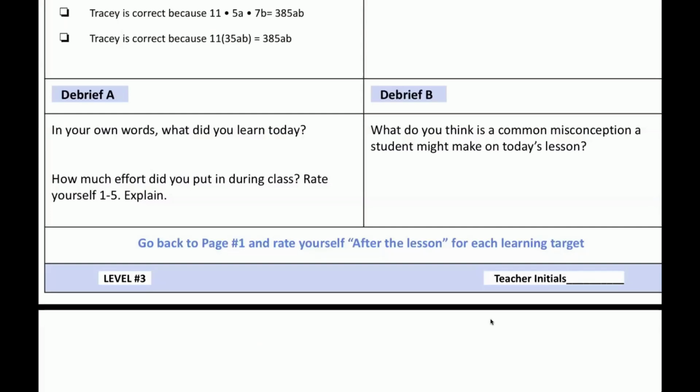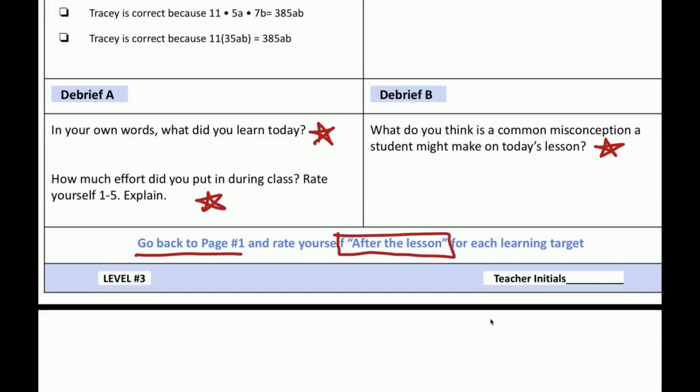To close out today, let's answer our debrief questions. In your own words, what did you learn today? How much effort did you put in during class, 1 through 5? Explain. And what do you think is a common misconception or a common mistake a student might make on today's lesson? Once you've answered our debrief questions, go back to page 1. At the beginning of today's lesson, we rated ourselves before the lesson 1 through 5 on our learning targets. Now that we've gotten some more practice, you're going to rate yourself 1 through 5 after the lesson. Once you've rated yourself on page 1, get your teacher's initials.